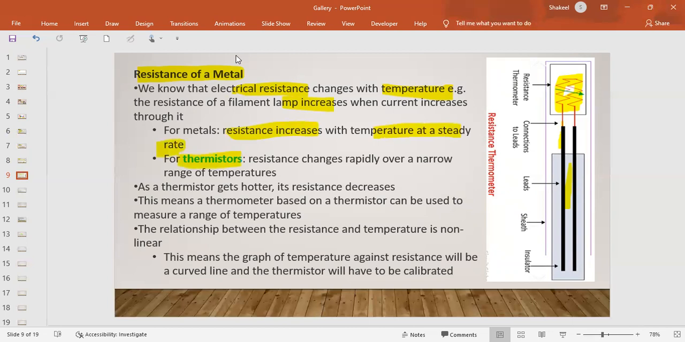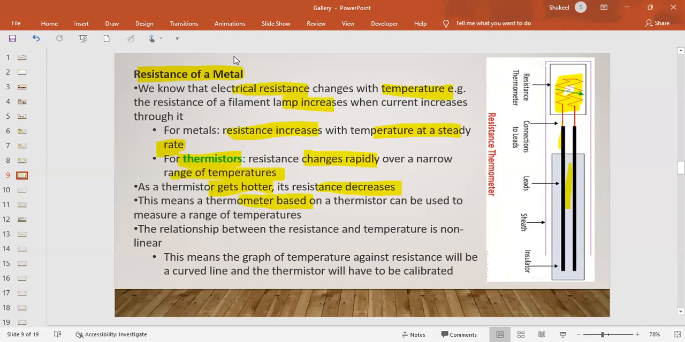And for thermistors, the resistance changes rapidly over a narrow range of temperatures, because for thermistors, the resistance-temperature graph is an exponential graph. So as the thermistor gets hotter, its resistance decreases. That's the other way around from metals. In metals, as the metal becomes hotter, the resistance increases. But in a thermistor, as it gets hotter, its resistance decreases.